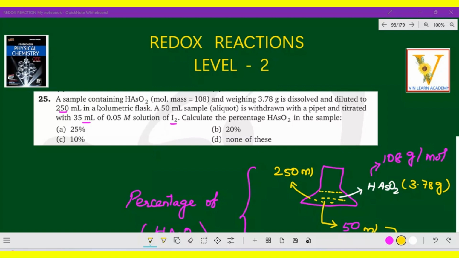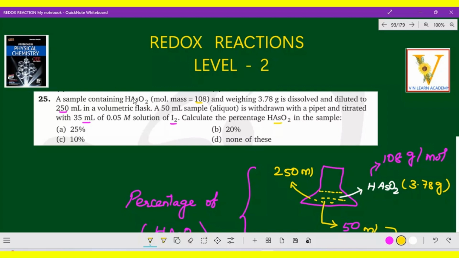The next question: a sample containing HAsO2, arsenous acid, molar mass 108 gram per mole and weighing 3.78 gram, is dissolved and diluted to 250 ml in a volumetric flask. In that, 50 ml of sample liquid is withdrawn with a pipette and titrated with 35 ml of 0.05 M solution of iodine. Calculate the percentage of arsenous acid in the sample. Right, now we have to identify the percentage of the sample.